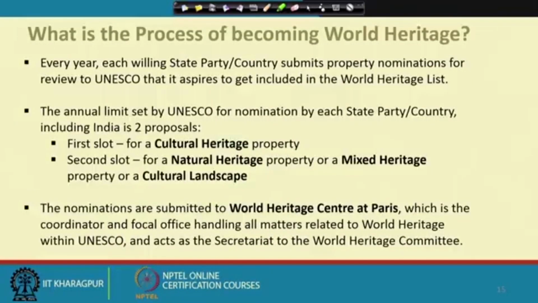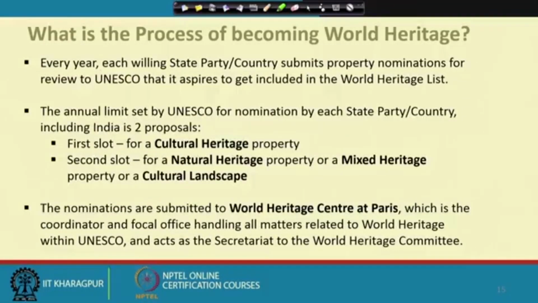Now, what happens in the process? As I told you, in each category, either cultural or natural or mixed landscape, one nomination can be submitted to UNESCO. The nominations, that nomination dossier which I talked about, are generally submitted to the World Heritage Center at Paris, which is the coordinator and the focal office handling all matters related to World Heritage within UNESCO, and acts as the secretariat to the World Heritage Committee. This is very important and it has to be done the year before. There are certain timelines and deadlines which are very strictly followed.